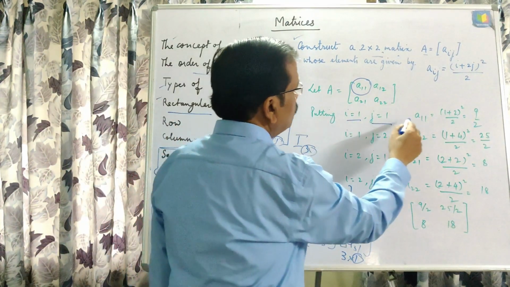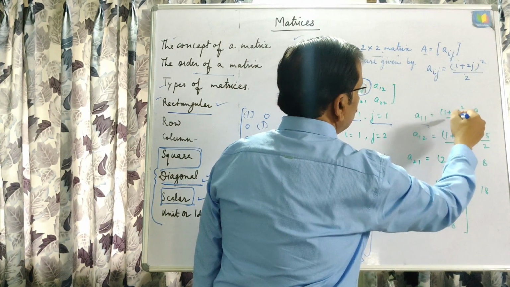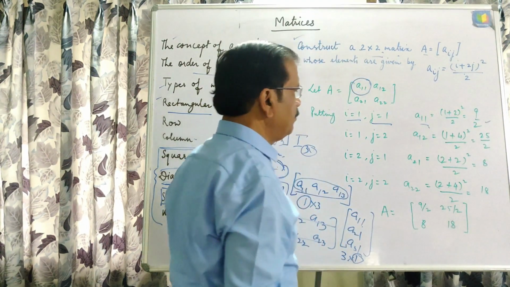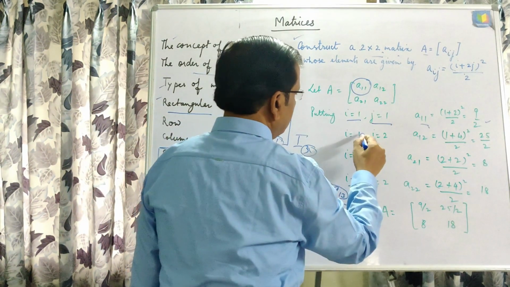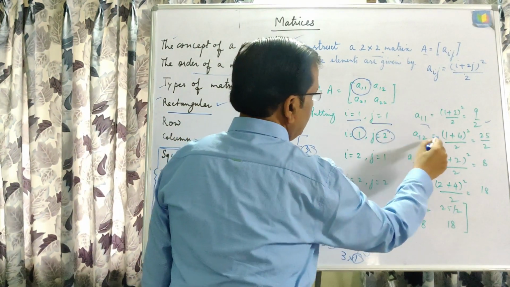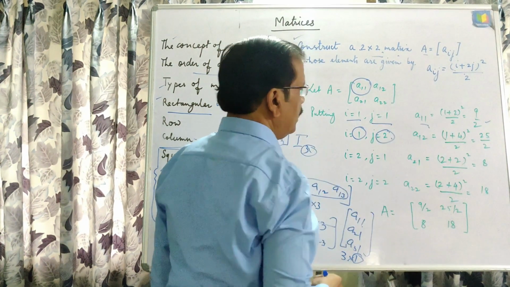Putting i is equal to 1, j is equal to 1, this can be written as (1 plus 2) upon 2, that is 9 by 2. In the same way, first row, second column, i is equal to 1 and j is equal to 2, we are getting 25 upon 2.